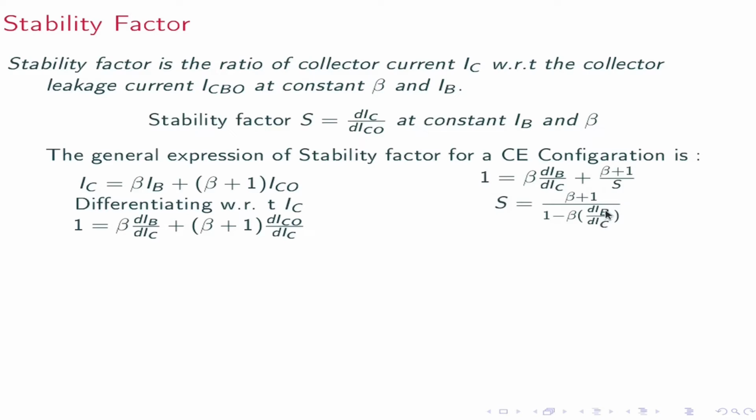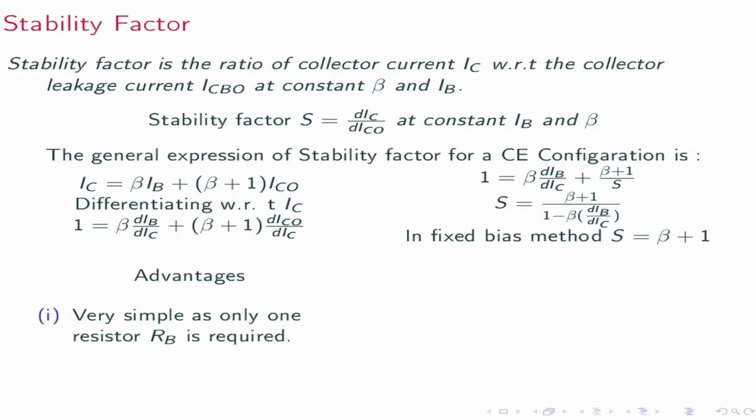If dIB by dIC is 0, that means IB does not change with change in collector current. In the case of base resistor method, IB is independent of IC. Therefore, we can directly calculate RB. So sometimes the base resistor method is also known as fixed bias method. In fixed bias method, dIB by dIC is 0. Therefore, S is equal to beta plus 1.